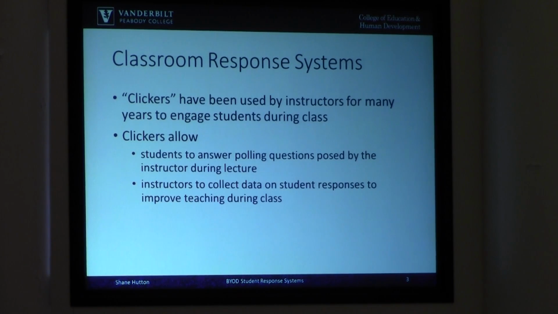So the clickers allow students to answer polling questions posed by the instructor during lecture, and it allows the instructor to collect data on student responses and see in real time how students are understanding a particular concept, and if that instructor needs to adapt his or her teaching during class based upon the responses.